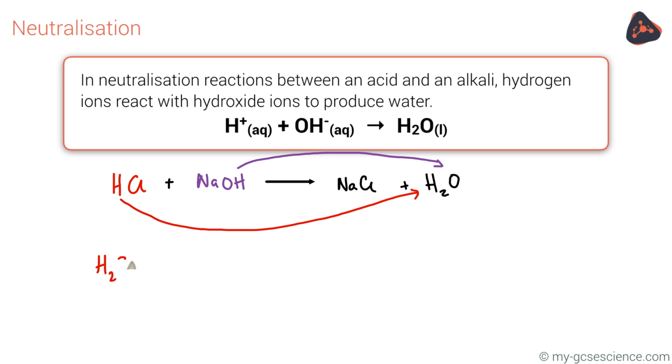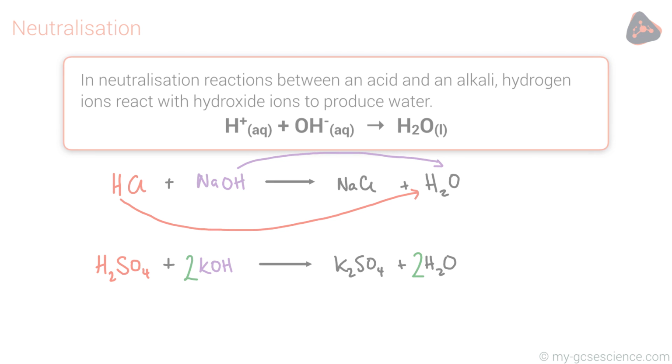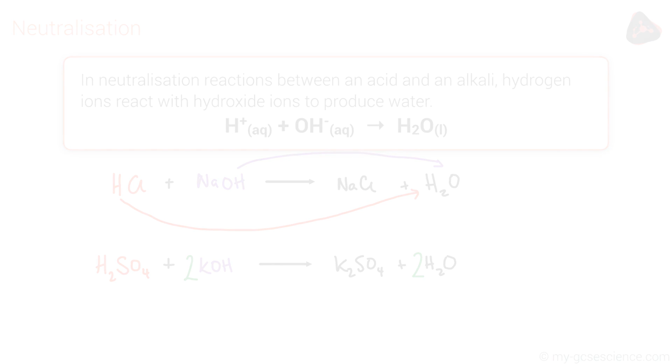Sulfuric acid reacts in the same way, and in this case it reacts with potassium hydroxide to make potassium sulfate and water. But because there's 2 hydrogen ions in sulfuric acid, we need to balance the equation slightly differently. Always keep an eye on the charge of all the ions involved to make sure that your formulae are correct and you get the correct balanced equation.